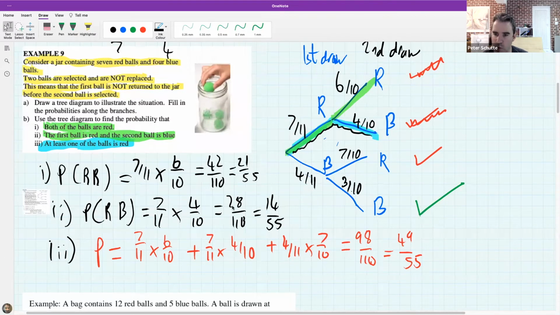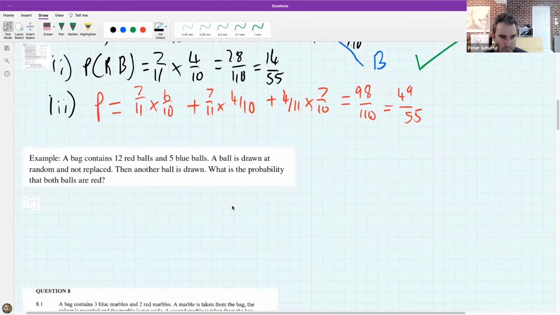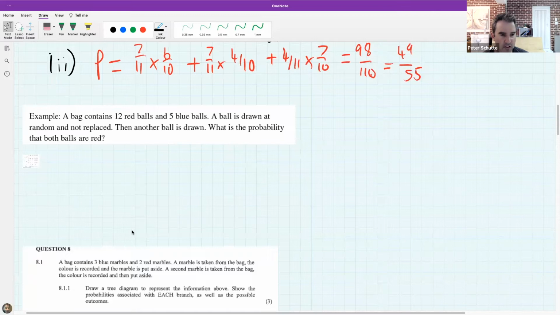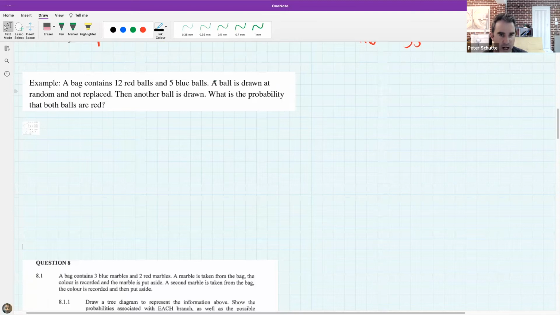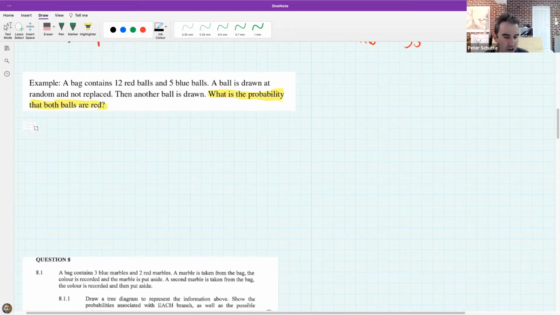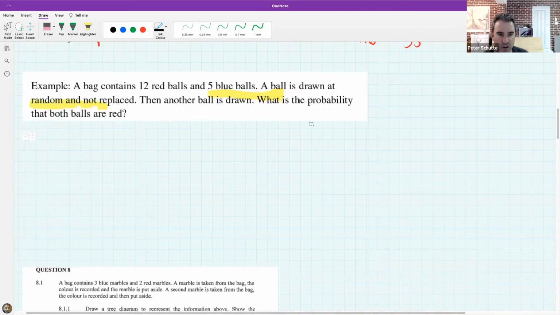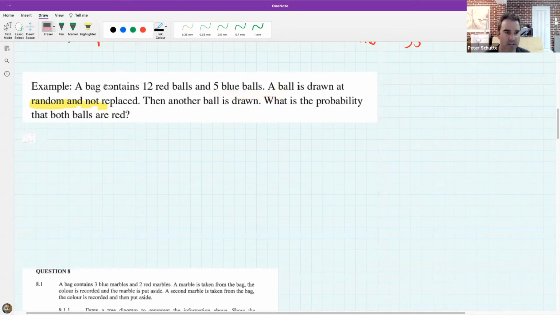Let's squeeze in one more question before the break. So this is quite similar to a previous question. It says a bag contains 12 red and 5 blue. A ball is drawn at random and not replaced. Then you take another ball. What is the probability that they're both red? So over to you guys. I'm not going to say too much other than to say good luck. If you are stuck, ask a question, but it's time to fly solo. Go for it, guys. See if you can do it.